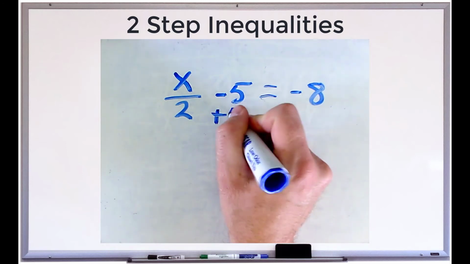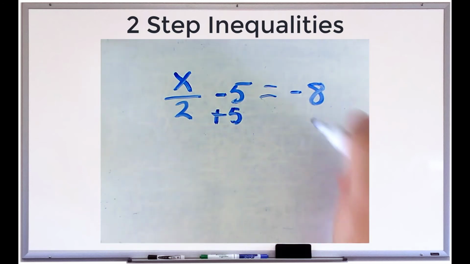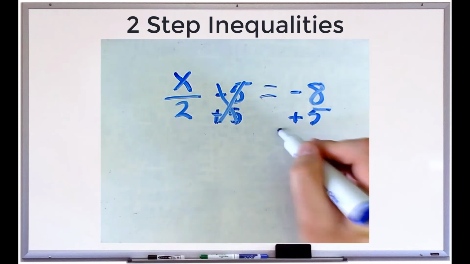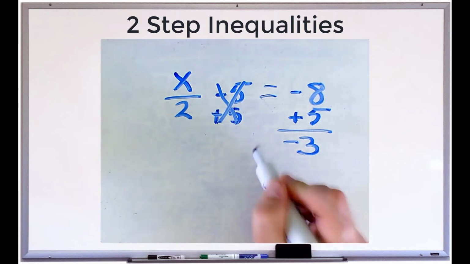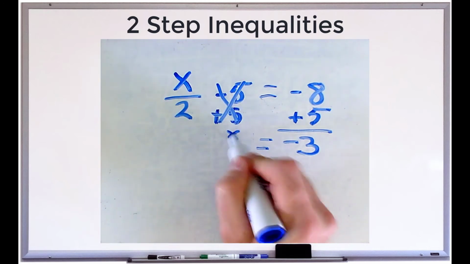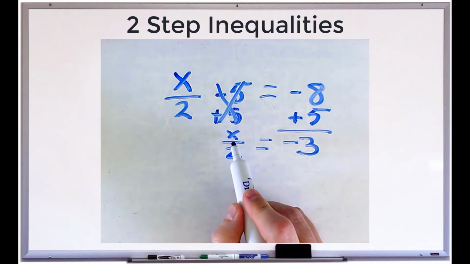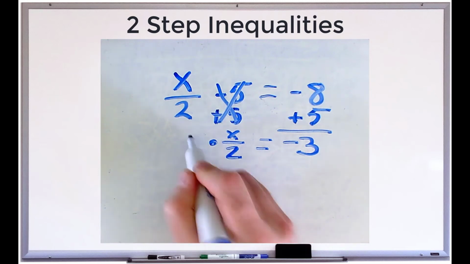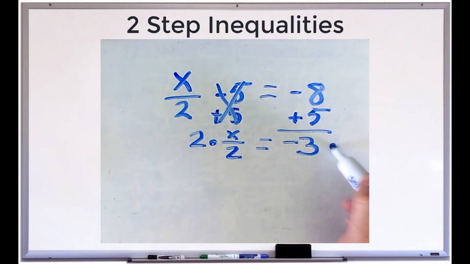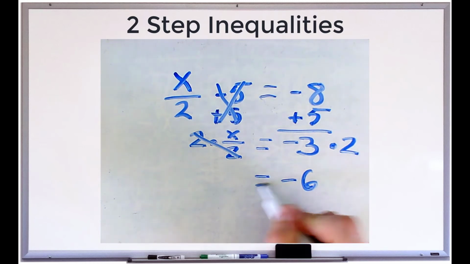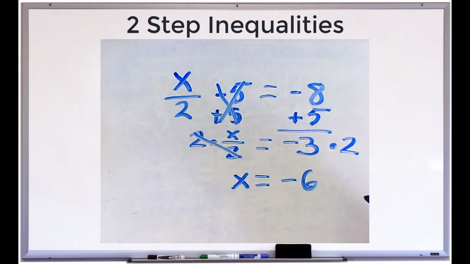I'll add 5, because that's the inverse of subtraction, and I'll add 5. Here it's going to cancel out. Over here, we're going to get -3 equals x divided by 2. Now, to get rid of division, I'm going to have to do multiplication. I'm going to multiply by 2, and on this side, multiply by 2. These ones will cancel each other out, and -3 times 2 is going to get me -6. So x will equal -6.